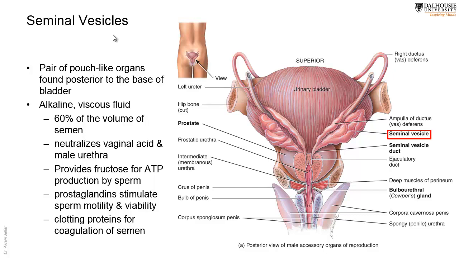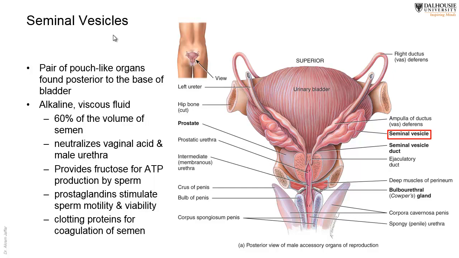This is a very good source of ATP, the energy that is required for the movement of the flagellum of the sperm, and so they provide nourishment for the sperm during their journey. Also they contain prostaglandins, which stimulate the motility and viability of the sperm, and they contain a clotting protein which causes coagulation of the semen.